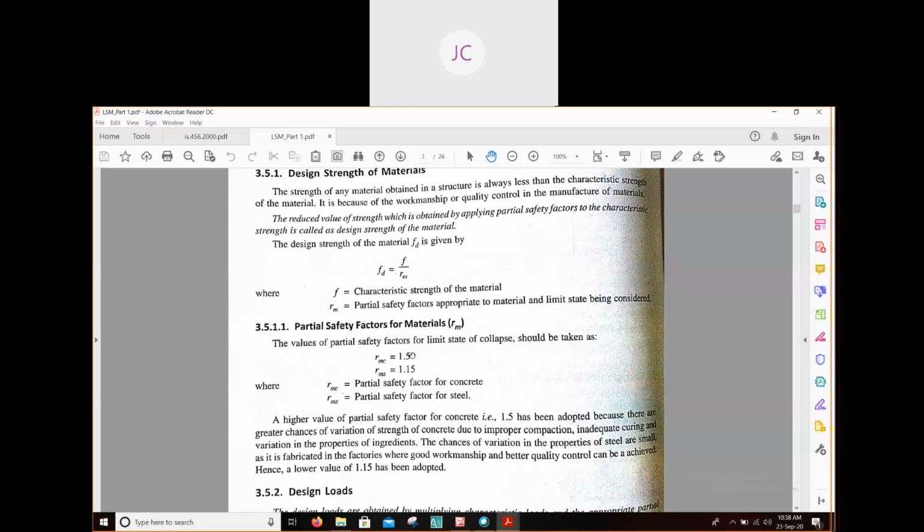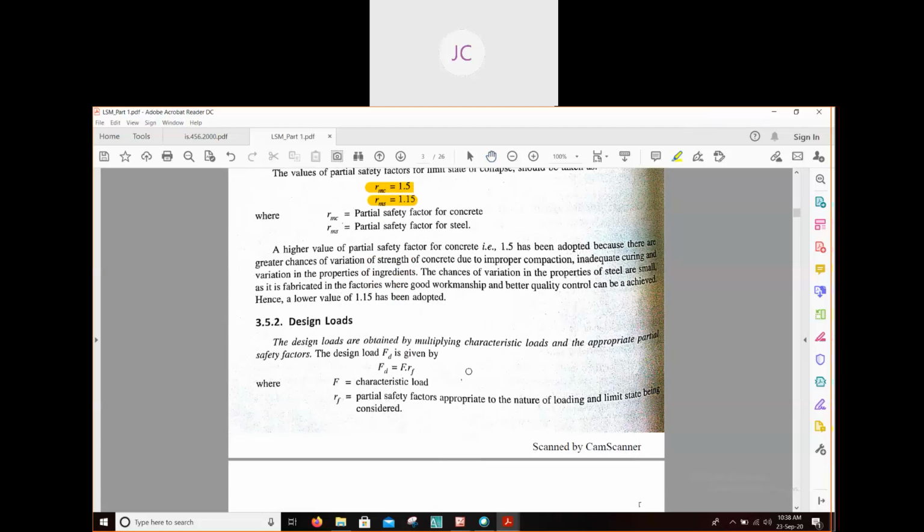Okay, partial safety. Remember these two values. All of you please remember these two values. Your partial safety factor for concrete is 1.5 and partial safety factor for steel is 1.15.